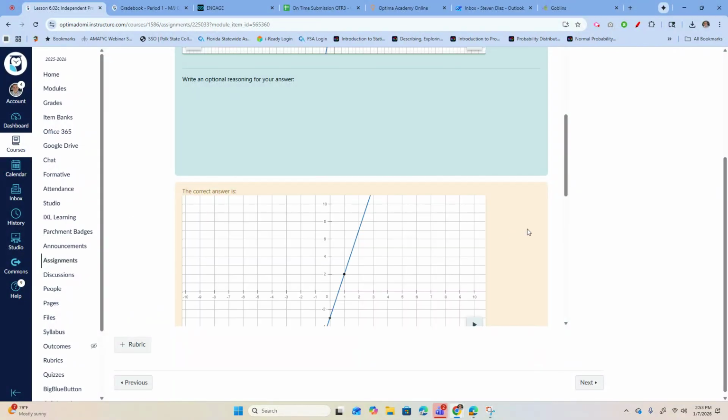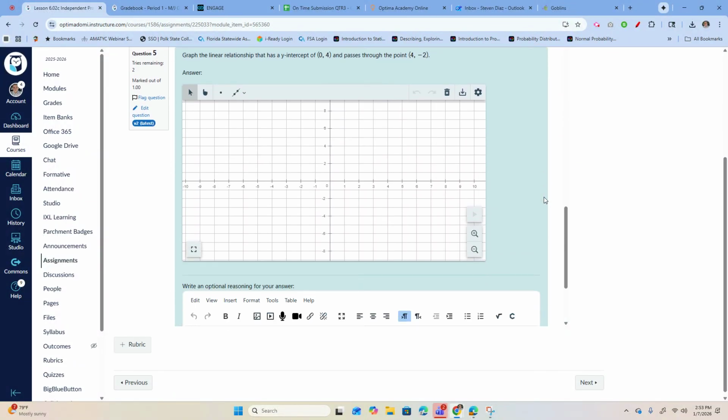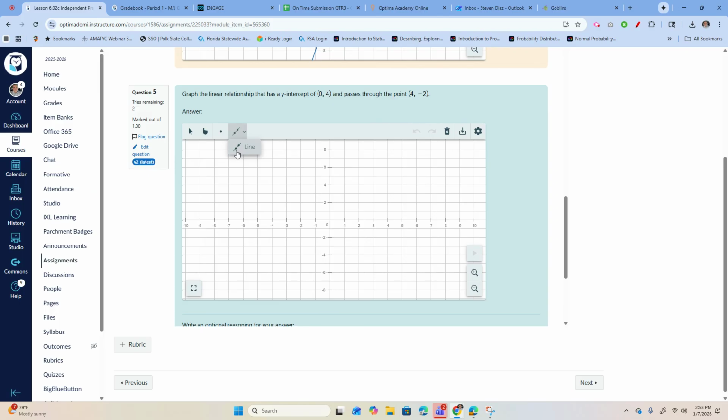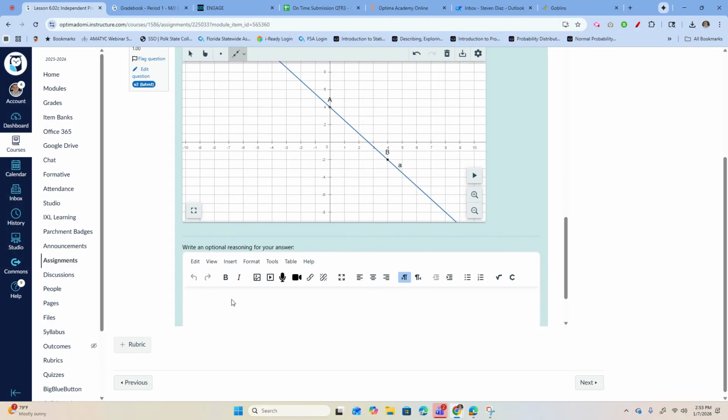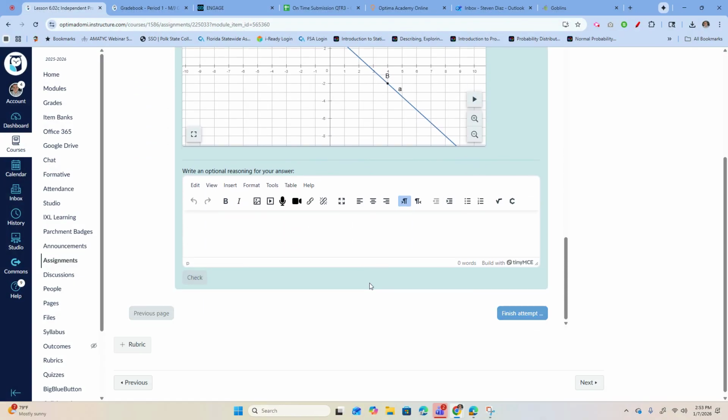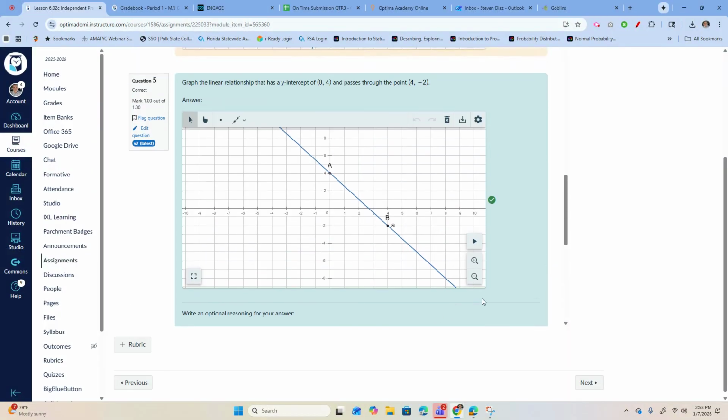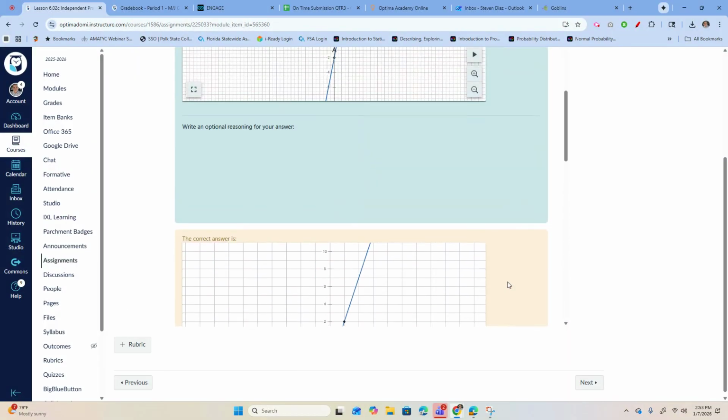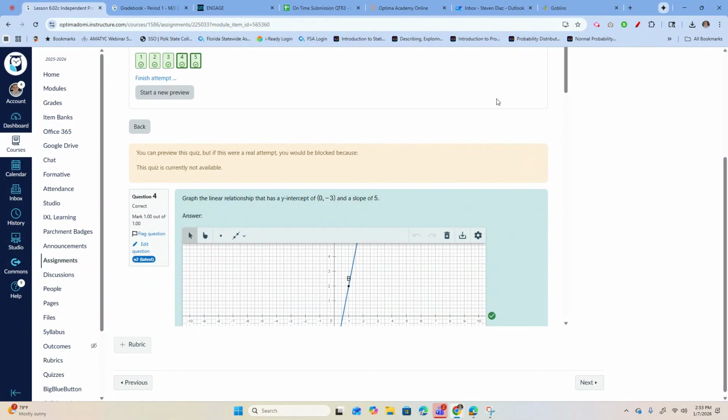And let's go to the last one, which is the same idea. So click on the line tool. 0, 4, so that will be here. And the second point is 4, -2. And that's it. Okay, so this is like we did the day before. Super easy. All right, I hope this helps.